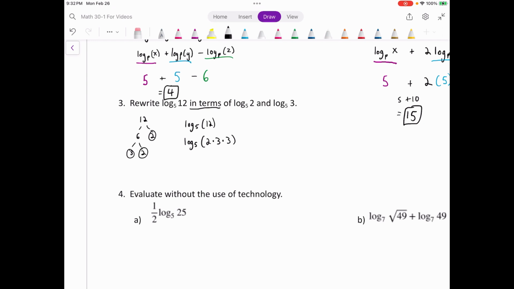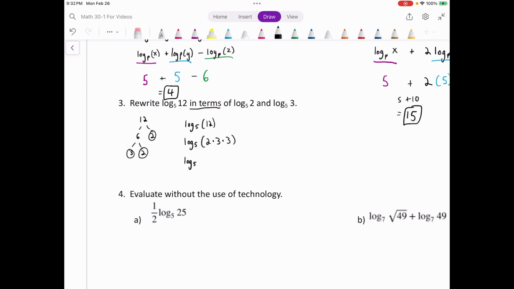Now, why would we ever want to do this? Because again, now I can split this up into individual logs. So that's going to allow me to rewrite log base 5 of 12 in terms of log base 5 of 2 and log base 5 of 3. I'm multiplying them all together in one logarithm. So what do my log laws tell me I can do? I can split them up and add them as individual logarithms.